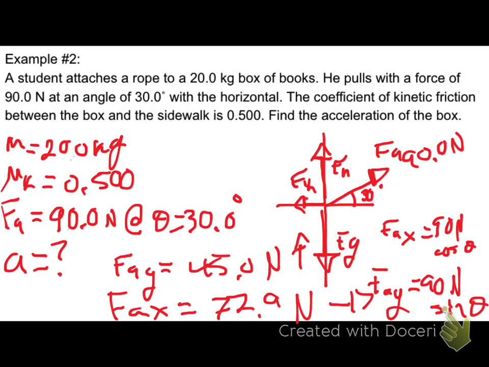So to solve for that, we're just going to put what we know about objects in equilibrium, because this box is not moving up and down, right? According to the question, it is only moving to the right. So even though you're applying a force upward in the Y direction, this box is at equilibrium, which means the sum of the net forces acting on it must be 0.